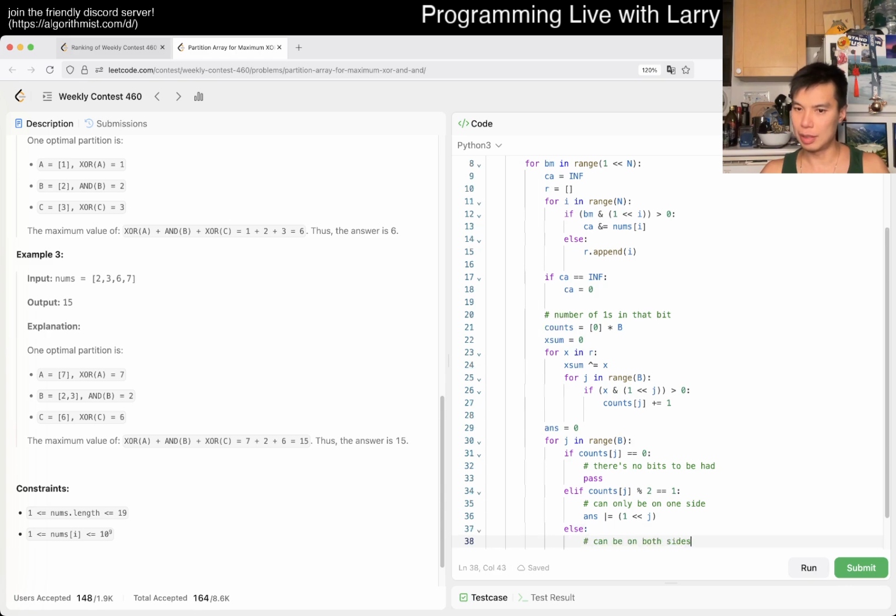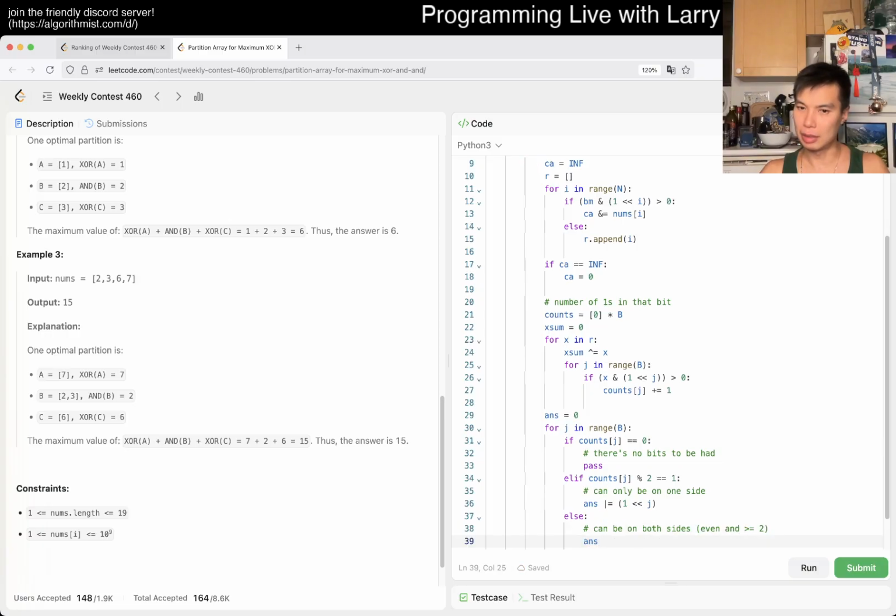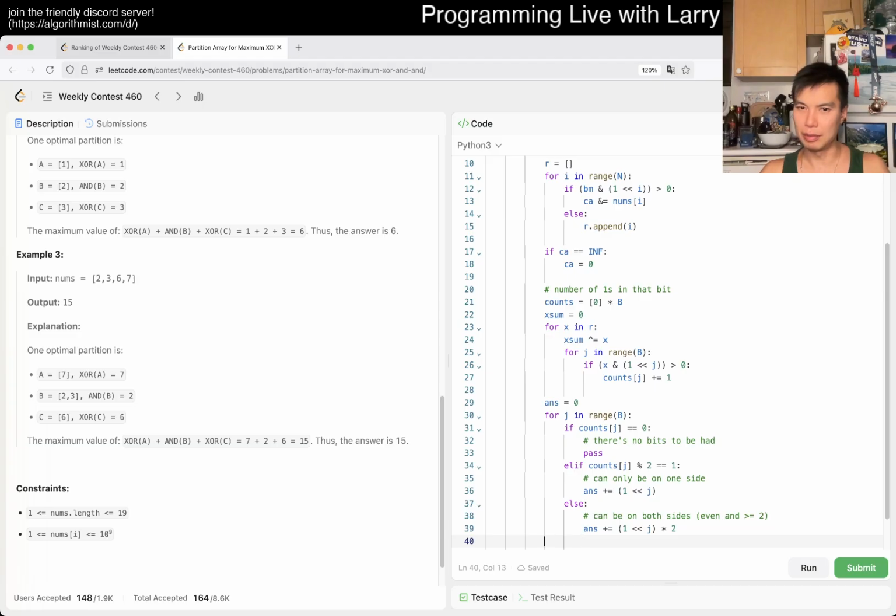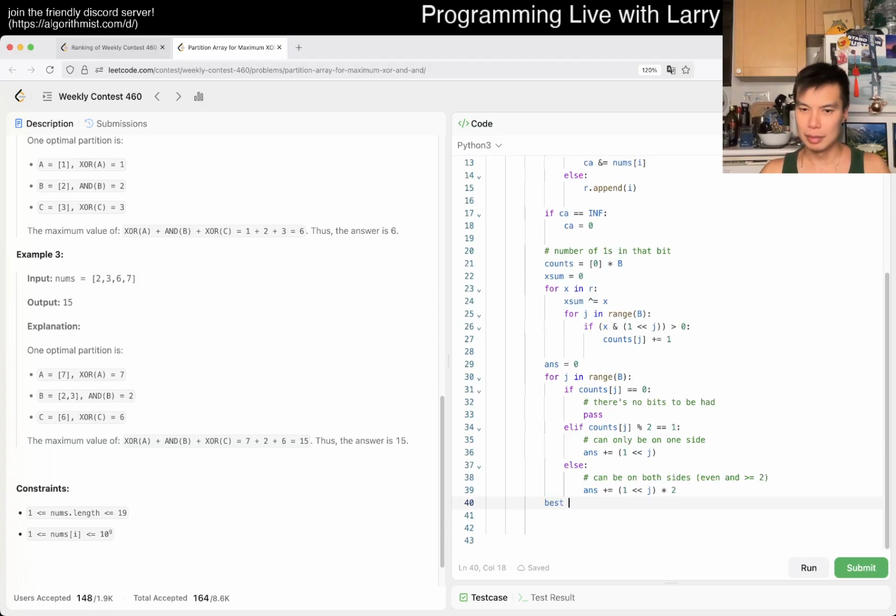Well, yeah, both sides even and greater than or equal to 2, right? So now this is actually maybe a little bit confusing. This should be an add, even though it looks a little bit funky, because they go on both sides, and then not return, but that's not true. And then it's answer. We want to add it by the CA.